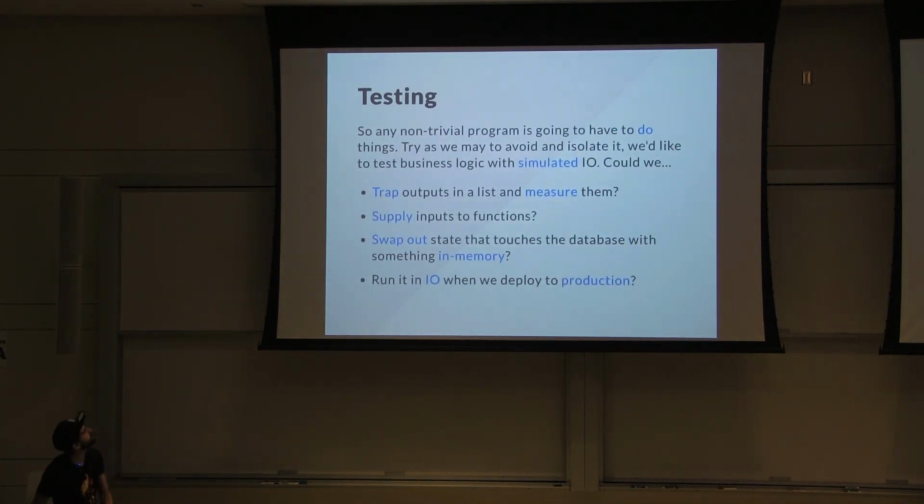So it'd be really nice if we could basically trap the outputs that our program does and then measure them, supply inputs directly that we could control rather than it fetching it from a source, and then swap out state that might be external to your program to something internal in testing, and then only run these things in I/O when we're ready to deploy to production.